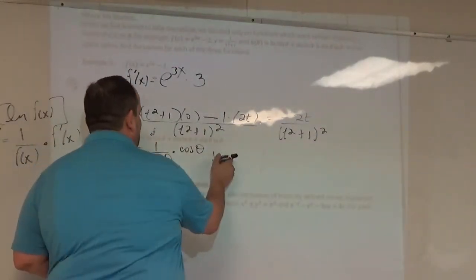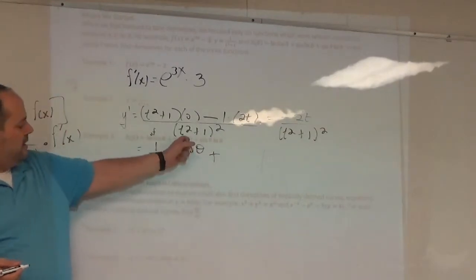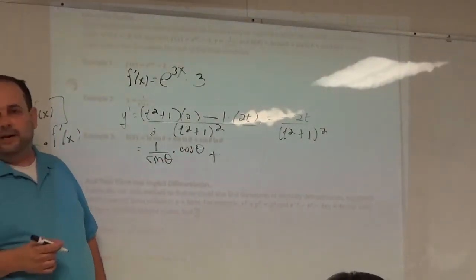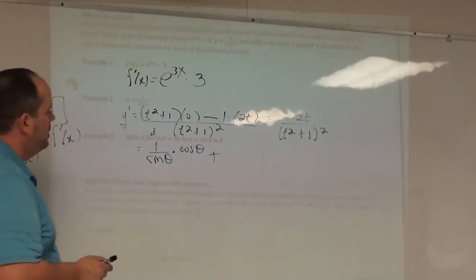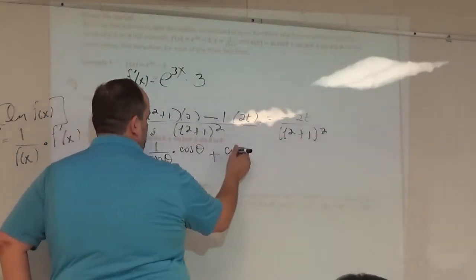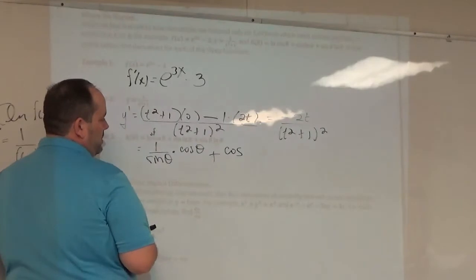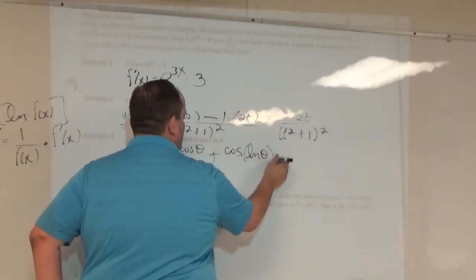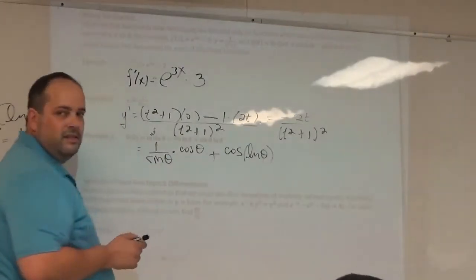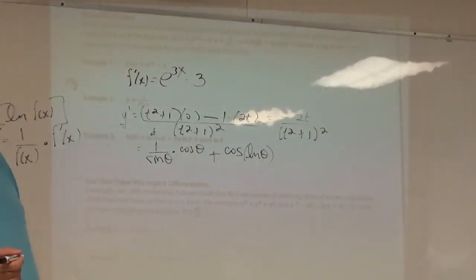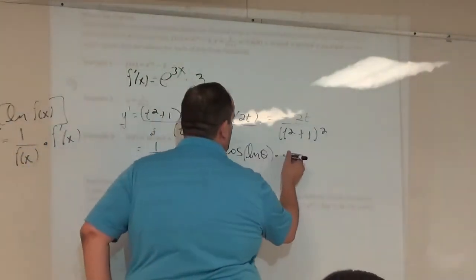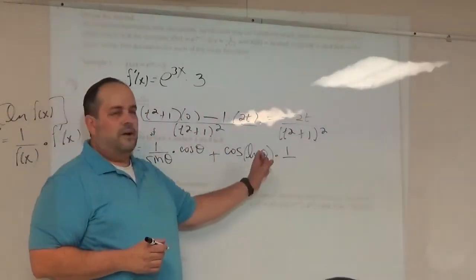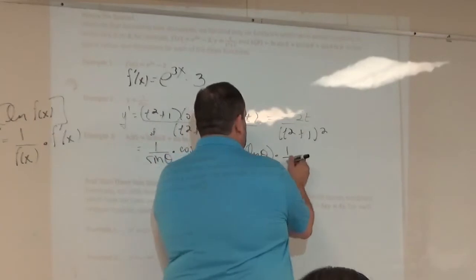Plus, Garrison, this coming your way. Derivative of sine of natural log of theta. What's going on there? The derivative of sine is cosine. Cosine of ln of theta times 1 over what? Theta. 1 over theta, yes.